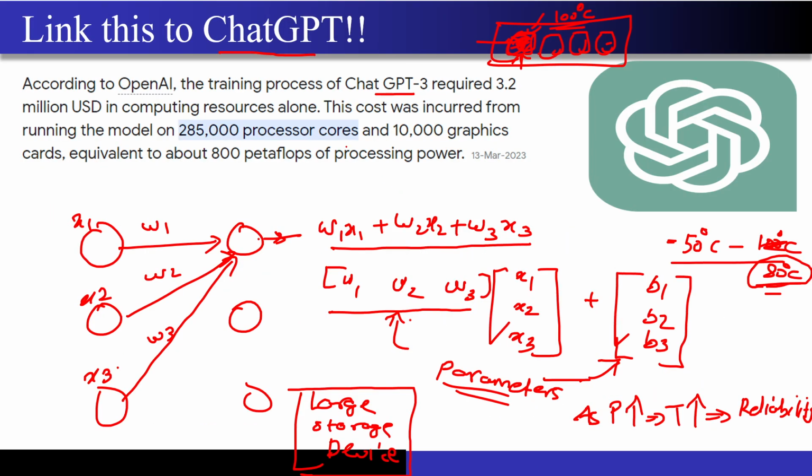So now coming to ChatGPT, I just want you to take a note of how many processor cores and graphic cards it has used. Correct?